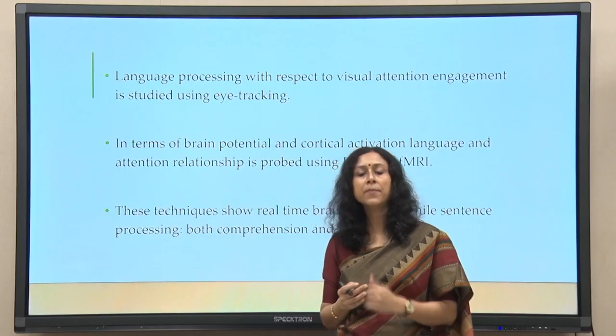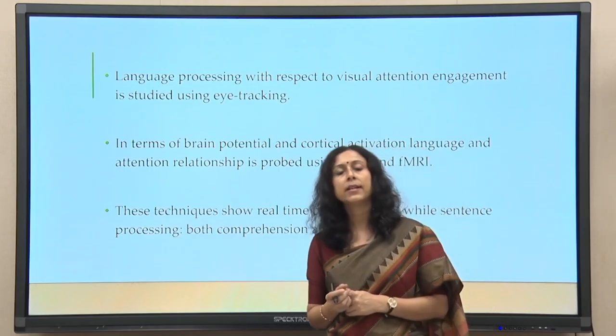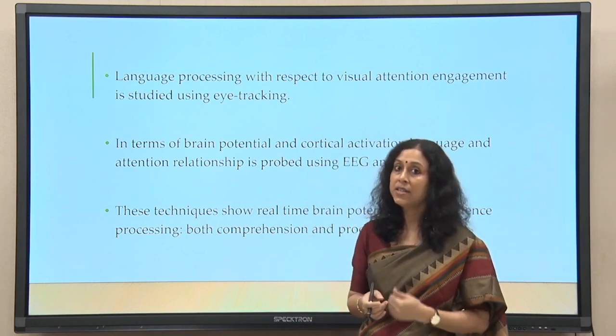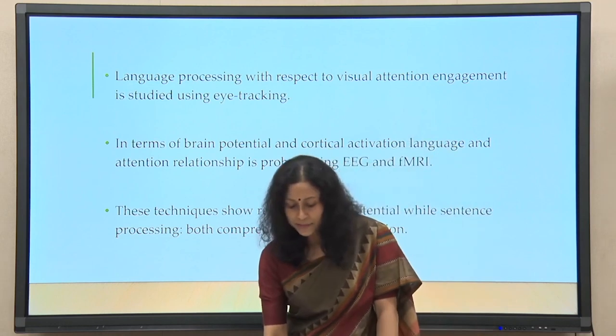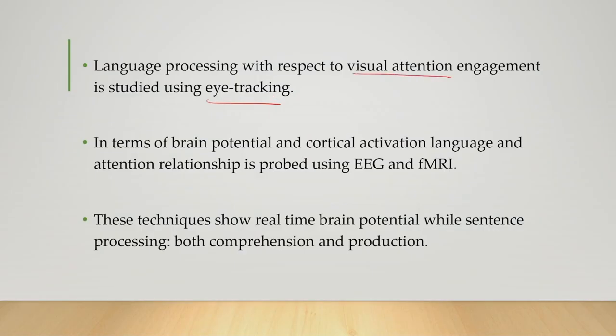Similarly, in terms of brain potential and cortical activation, the language and attention relationship is probed using EEG and fMRI. Whereas eye tracking looks at visual attention engagement, EEG and fMRI look at brain potential. Brain potential is seen through EEG and cortical activation is seen through fMRI. Brain potential with respect to EEG refers to the electric signals that the human brain generates. The EEG machine picks up those signals, they go through an amplifier, and what we see ultimately is a wave displayed on the computer. So, that is our signal.